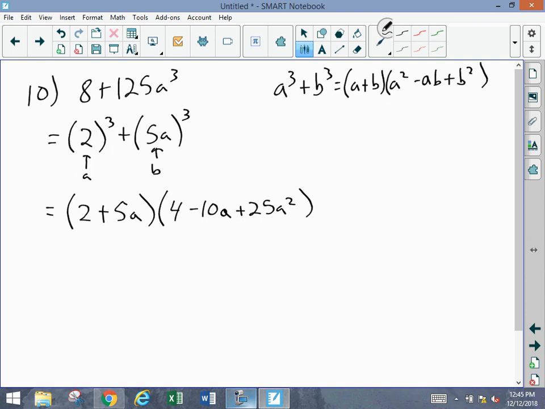Wait, how did you get the 2? The 2, 8 is 2 cubed. I took the cube root of 8.